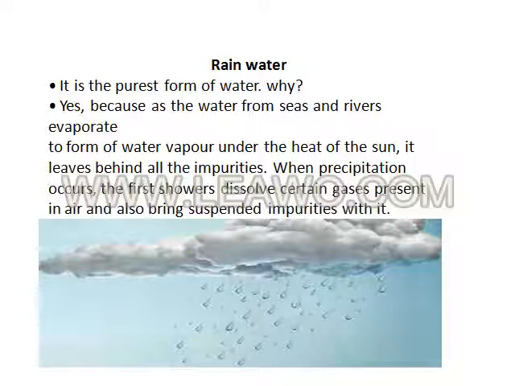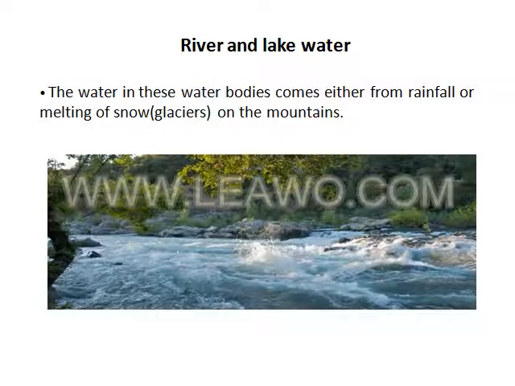Rainwater. It is the purest form of water. Why? Because as the water from seas and rivers evaporates to form water vapor under the heat of the sun, it leaves behind all the impurities. When precipitation occurs, the first showers dissolve certain gases present in the air and also bring suspended impurities with them. River and lake water: the water in these water bodies comes either from rainfall or from melting of snow on the mountains.